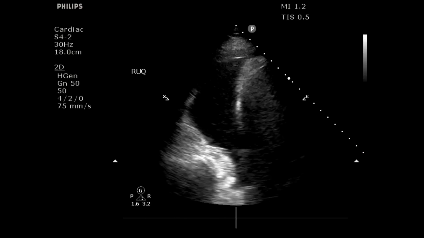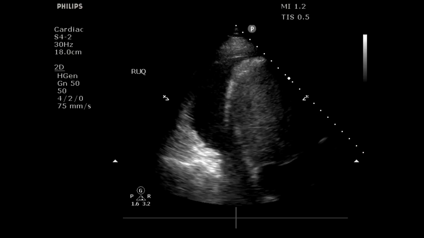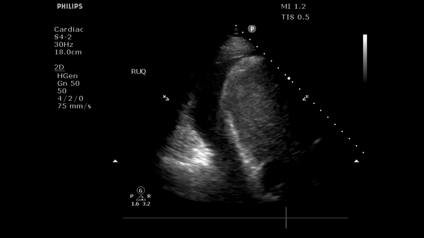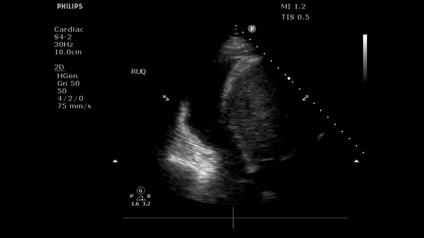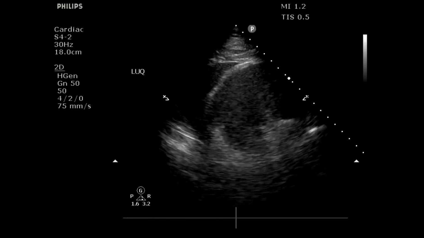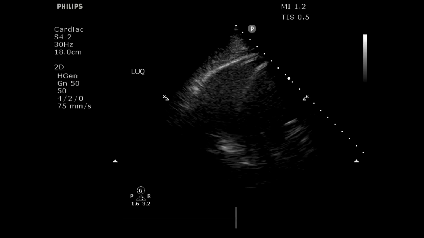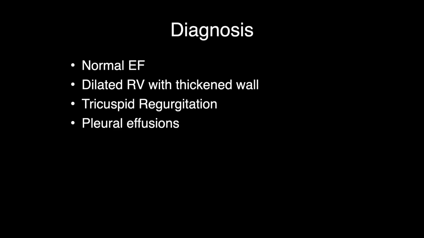If we go over to the pleura, that's kind of where the lungs were a little bit confusing on the x-ray, and we can definitely see a pleural effusion on the right-hand side with collapsed lung behind that. And over on the left-hand side, we still see an effusion, but a little bit less of an effusion, right? And so putting this all together, we basically have a normal ejection fraction. We have a dilated RV with a thickened wall. We didn't really point that out, but the wall looked a little thick. We had some tricuspid regurgitation and pleural effusions, right?